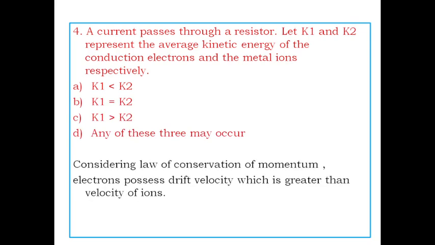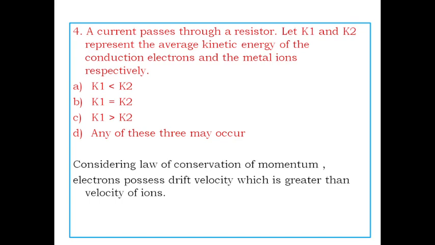By considering the law of conservation of momentum, based on the momentum of the electrons, we can say that the electrons possess a very high drift velocity. It is greater than the velocity of the ions.